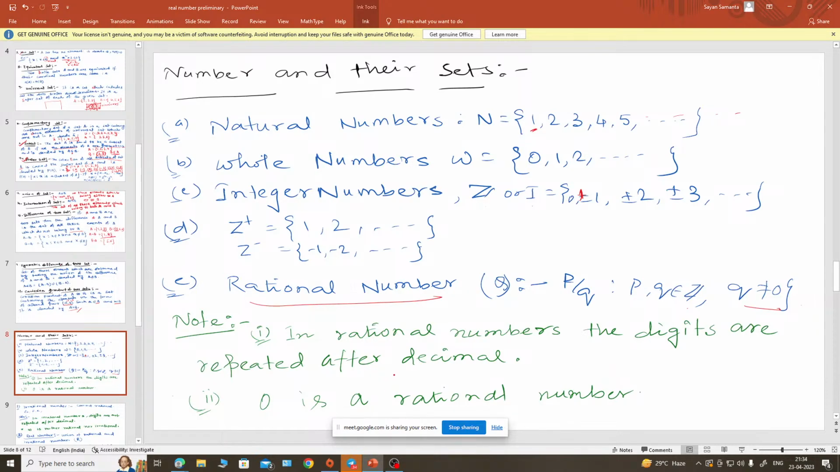Some important notes: in a rational number the digits are repeated after the decimal place. 0 is a rational number, remember this, because we can write 0 by 3, 0 by 5. This is the P by Q form with Q not equal to 0, so it is a rational number. Is it clear to everyone?